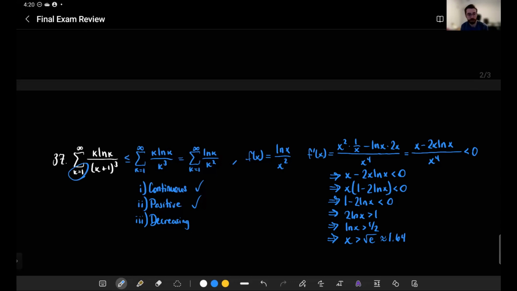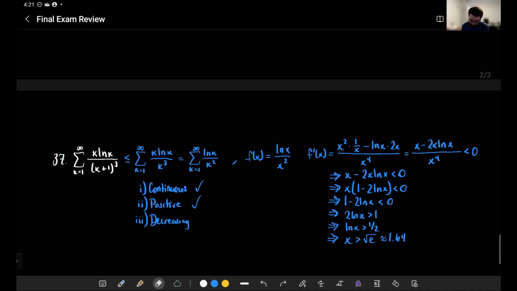Okay, so technically I should start my series at 2, but it actually doesn't matter. I don't even have to wave my hands and say eventually decreasing in this case, because when k is 1, the first term is 0 anyway, so it's equivalent to starting at 2.